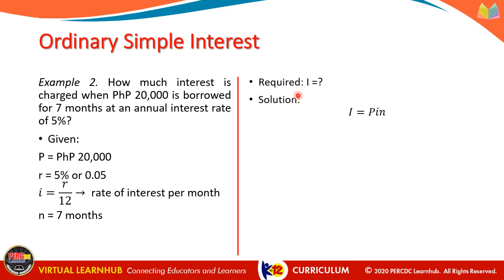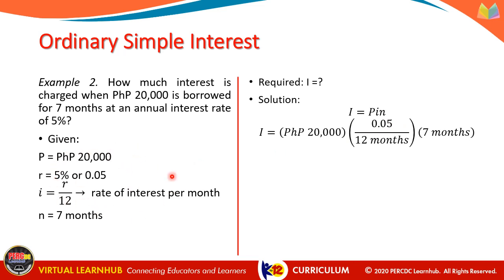And our solution would be interest earned I is equal to P times I times N. Just substitute the given. We will have interest earned is equal to 20,000 pesos times 0.05 divided by 12 months times 7 months. We can cancel the unit months and we will have the answer 583.33 pesos. Okay?